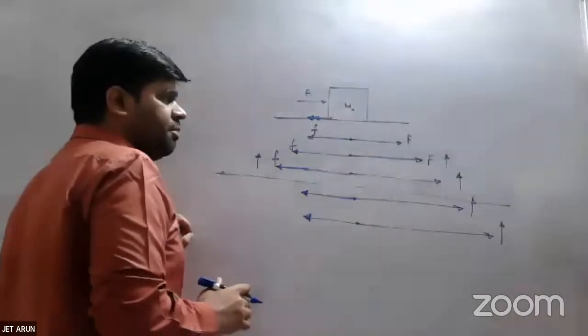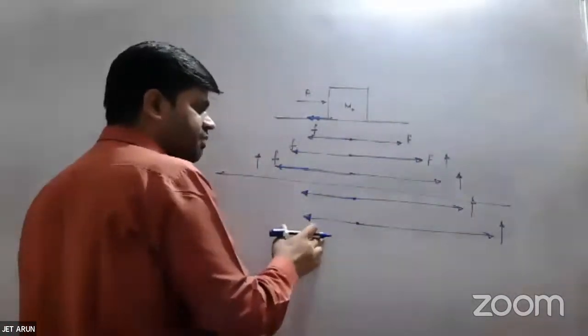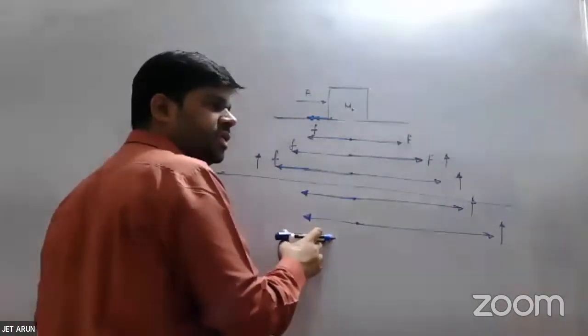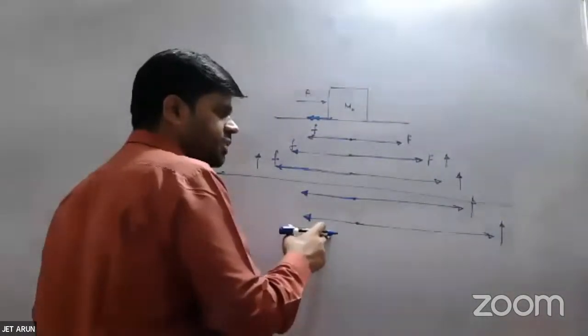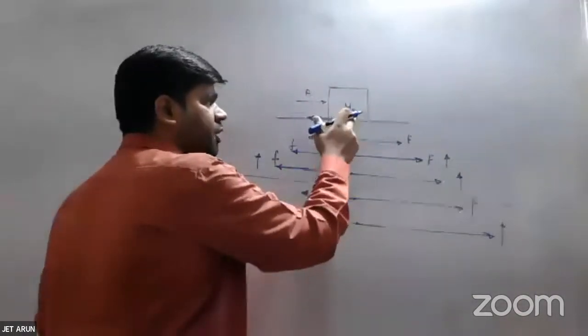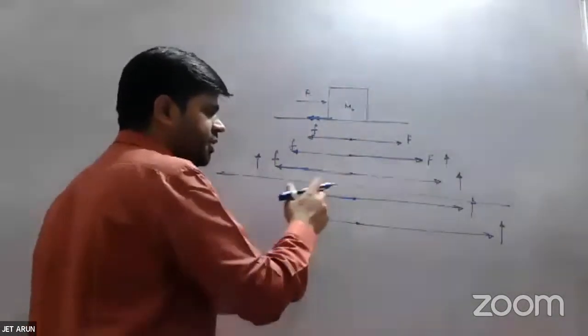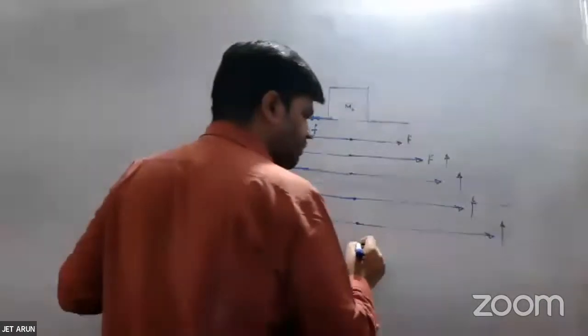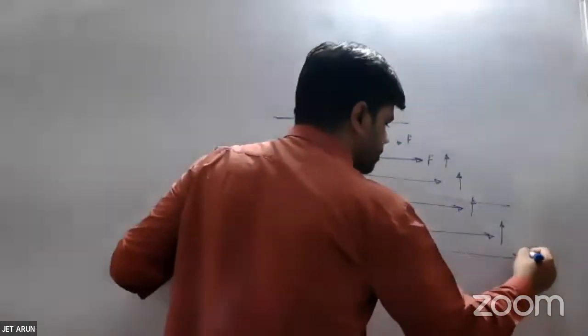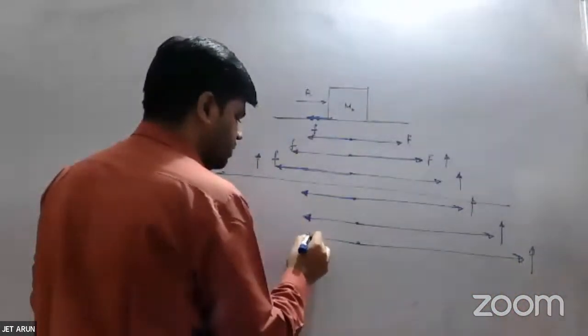That's what is observed. But once the body starts moving, the friction which comes into the picture is constant in magnitude and direction. It is in the opposite direction of the relative velocity between the surfaces in contact, and it is constant in magnitude. That's what is observed. I further increase the force, my friction remains constant.